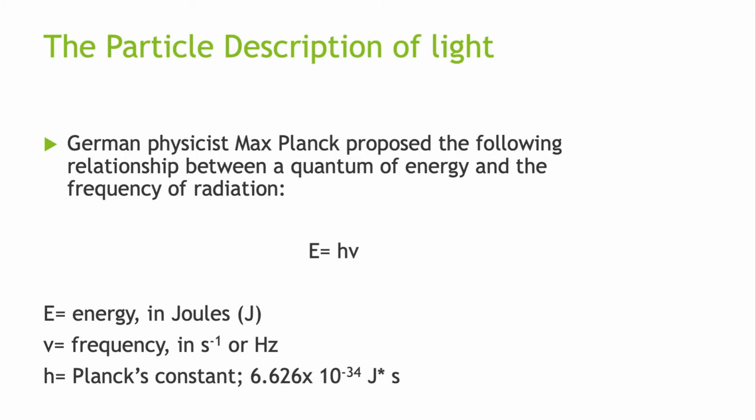German physicist Max Planck proposed the following relationship between a quantum of energy and the frequency of radiation. This is E equals h nu. E is our energy, which is measured in joules, symbol capital J. Frequency is the same as our last equation, frequency is nu, and h is Planck's constant. That's 6.626 times 10 to the negative 34th joules times seconds.